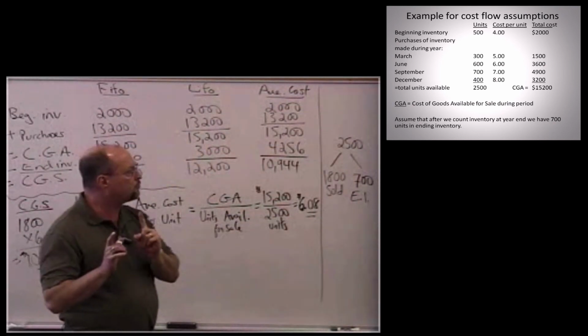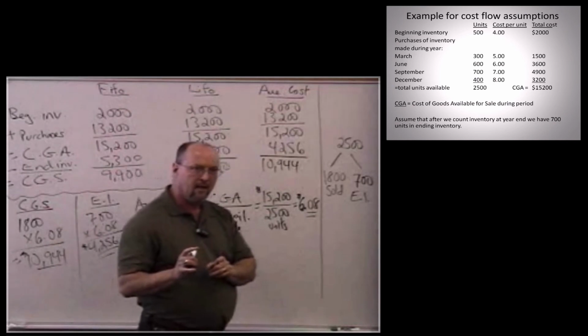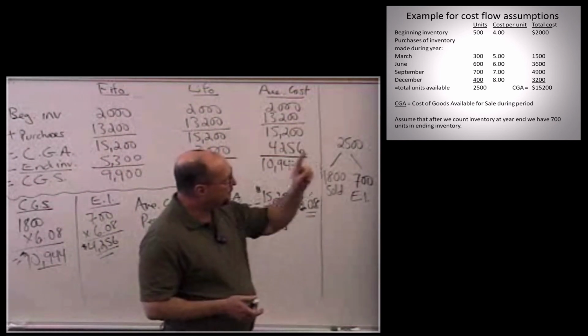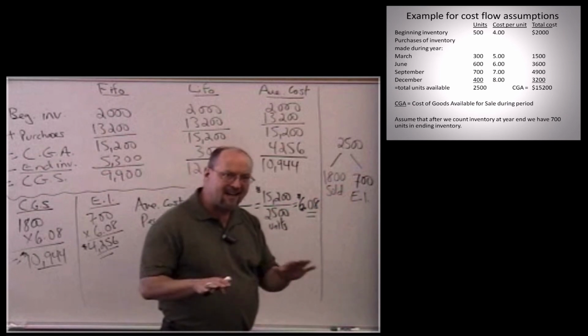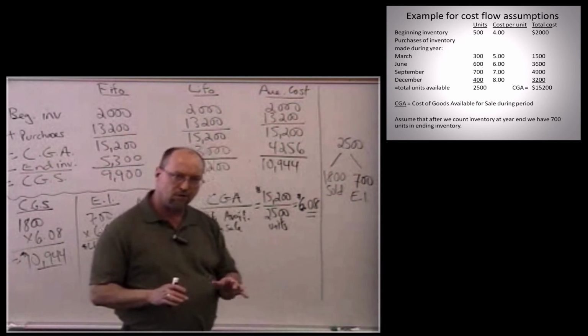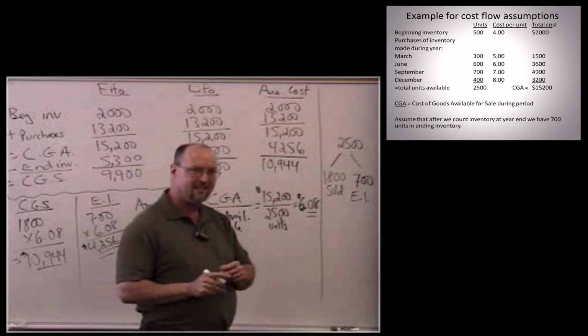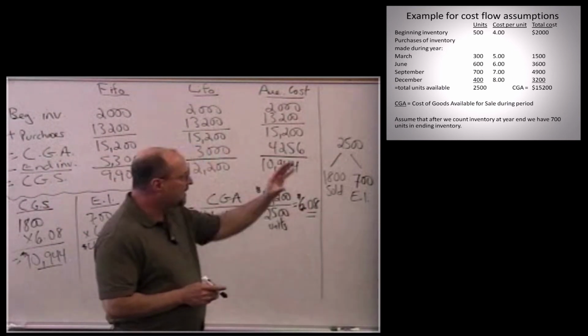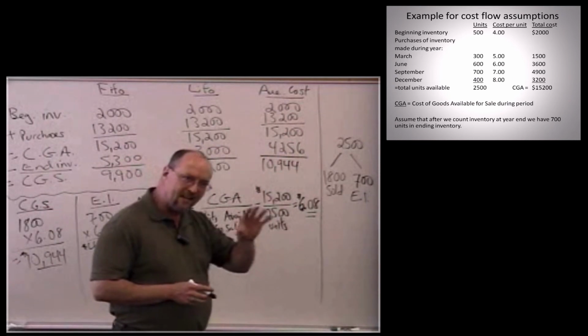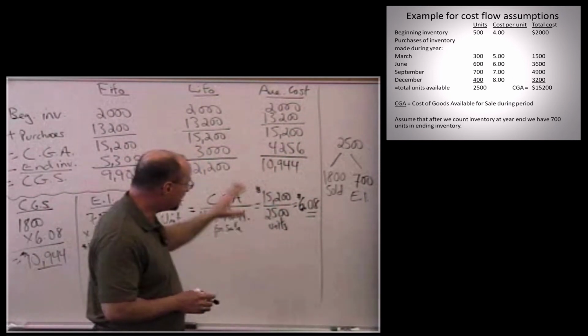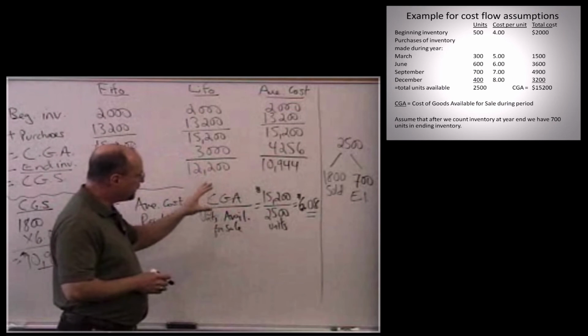Now be careful, do not do the following. Do not add up 4 plus 5 plus 6 plus 7 plus 8 and divide by 5. That will not give you the correct answer. That is wrong. Do not do that. This is a weighted average because we didn't buy the exact same number of units at the various prices, so that approach won't work. So this is how we calculate average cost per unit.